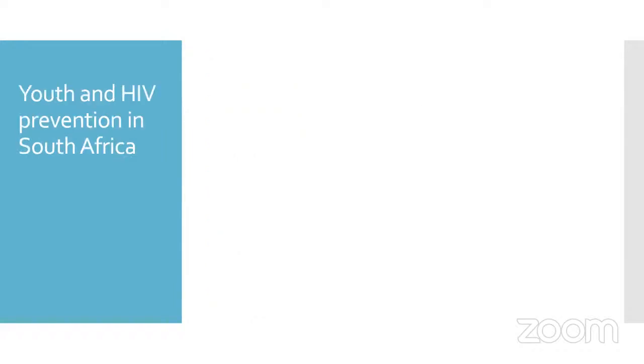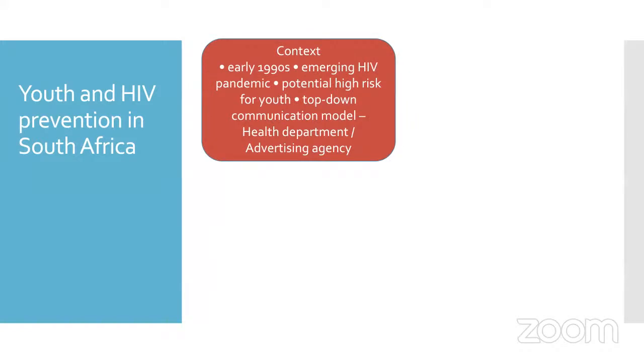So I'm going to have a look now at some examples. This was an early example, very long ago, in the early 1990s, in South Africa. At that point, we had an emerging HIV epidemic. HIV at that stage was very low prevalence, but a high risk for an epidemic linked to the global pandemic, and potentially high risk for young people.